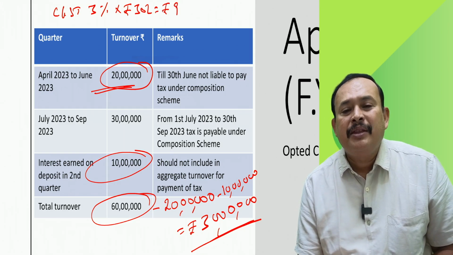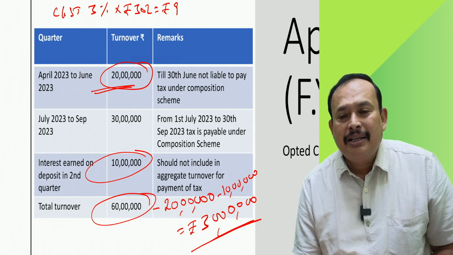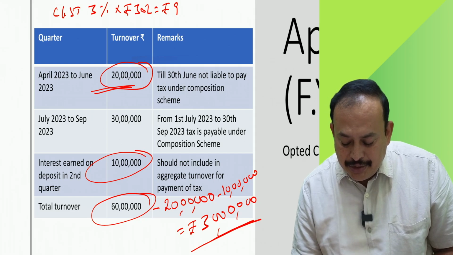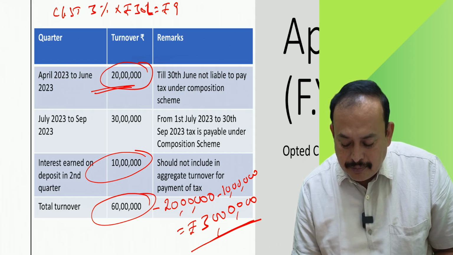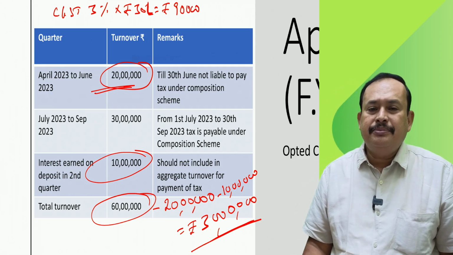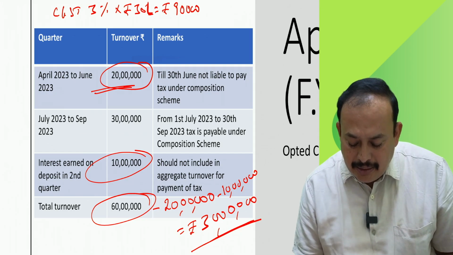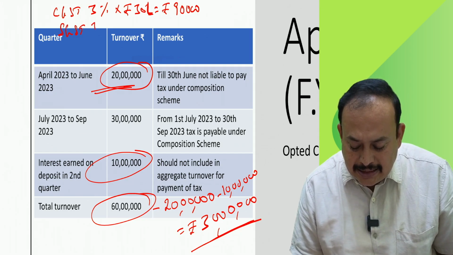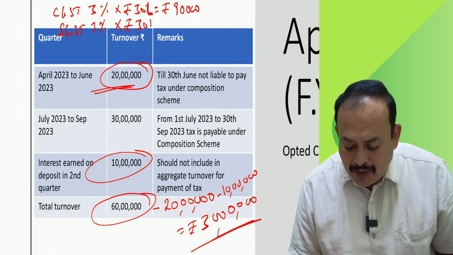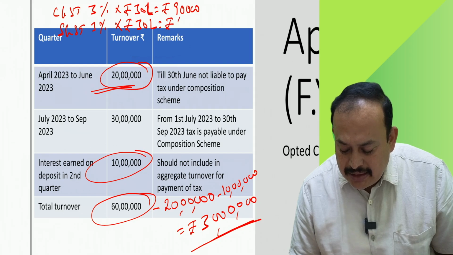3% on 30 lakhs equals how much? Tell me quickly. On 30 lakhs, it is 90,000. Again, SGST 3% on 30 lakhs, which is 90,000.